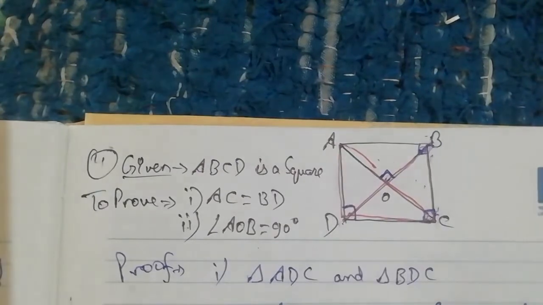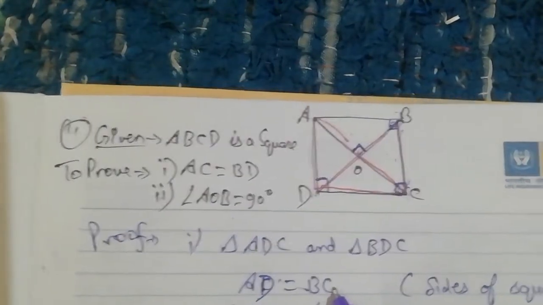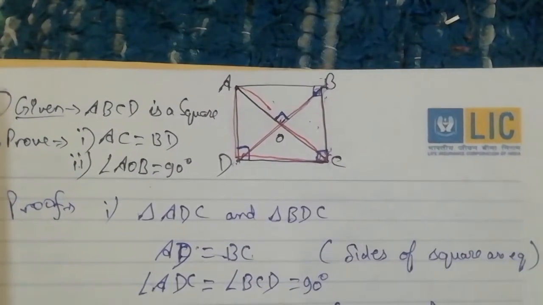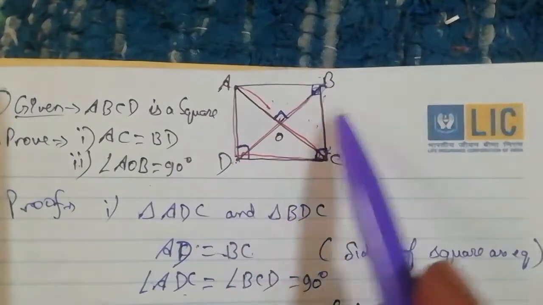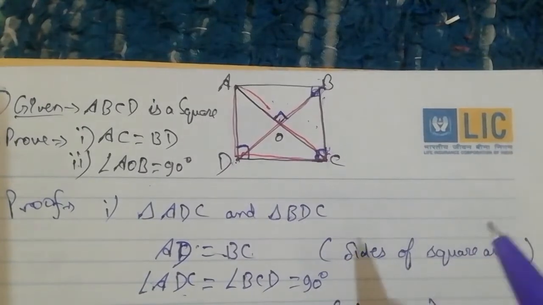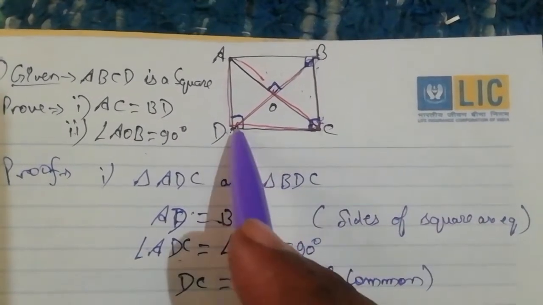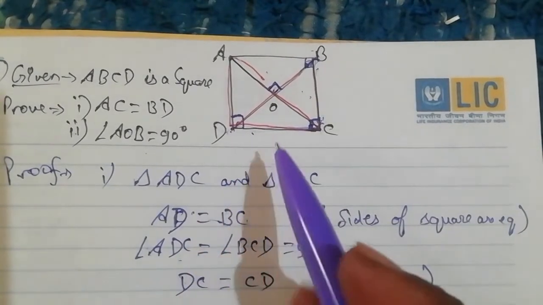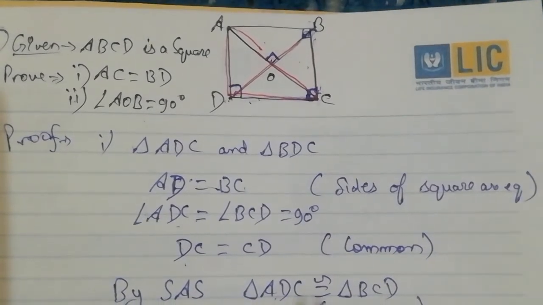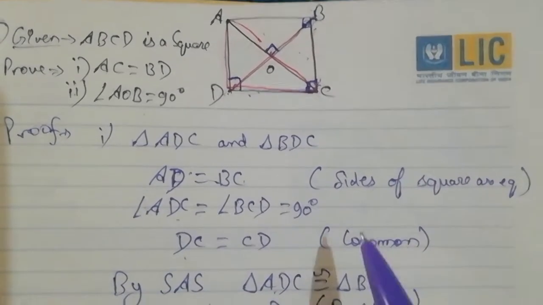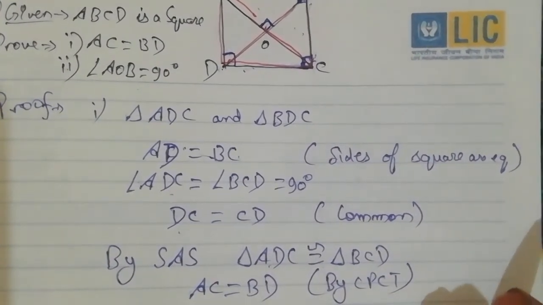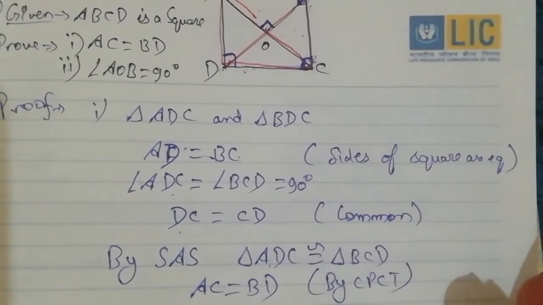Now look, in these two triangles we have AD is equal to BC. These are the sides of a square because sides of a square are equal in length. Okay, now look, angle ADC is equal to angle BCD, because all angles of a square are 90 degrees each. Now this CD side is common. Okay, so we can say that by side angle side, triangle ADC is congruent to triangle BCD. Okay, so by this conclusion we get AC is equal to BD by CPCT.